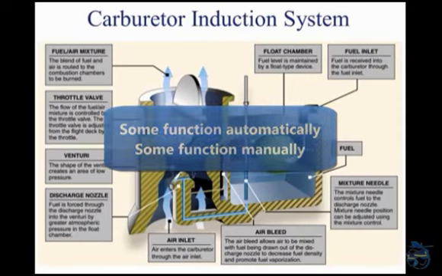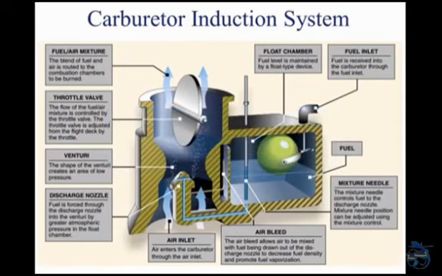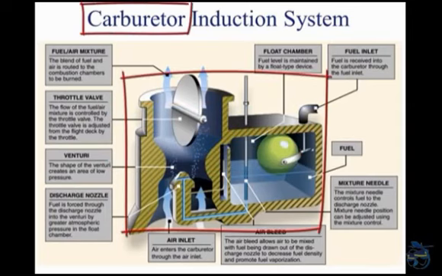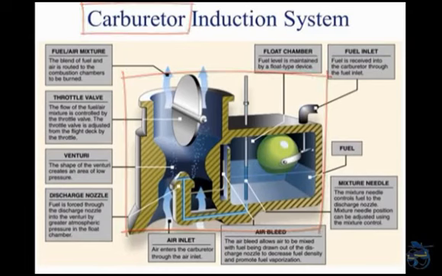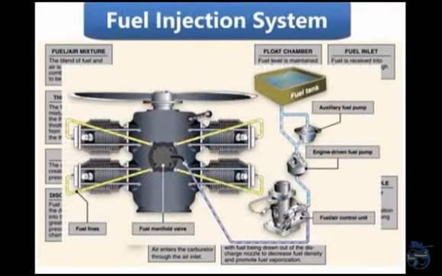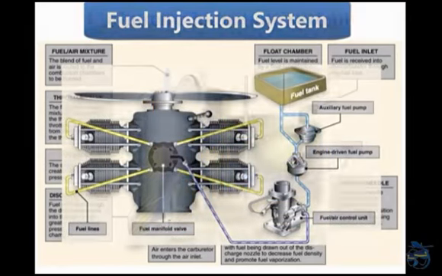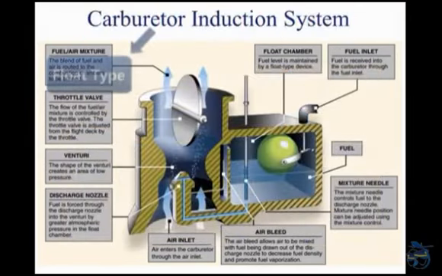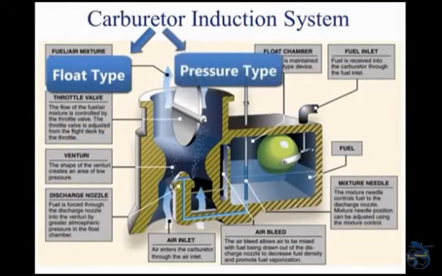Two types of induction systems are commonly used in small aircraft engines. One, the carburetor system, which mixes the fuel and air in the carburetor before this mixture enters the intake manifold. Two, the fuel injection system, which mixes the fuel and air immediately before entry into each cylinder or injects fuel directly into each cylinder.